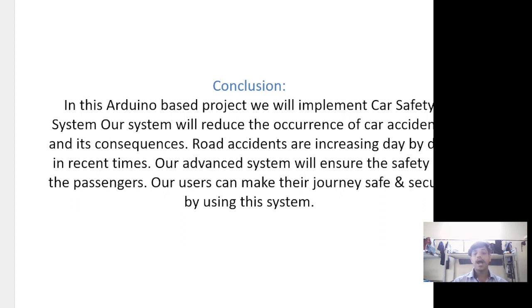In this Arduino based project, we will implement a car safety system. Our system will reduce the occurrence of car accidents and their consequences. Road accidents are increasing day by day in recent times. Our advanced system will ensure the safety of the passengers. Our users can make their journey safe and secure by using this system.